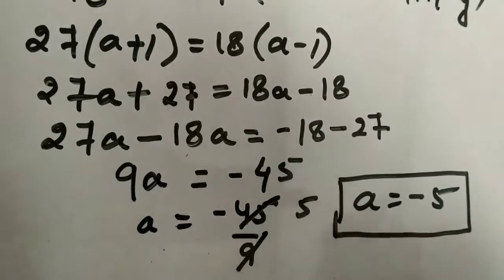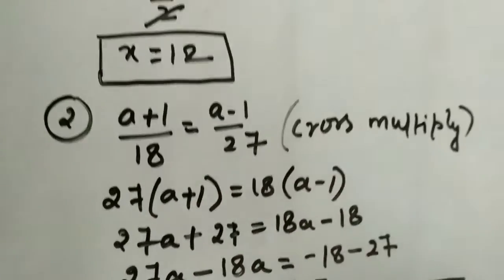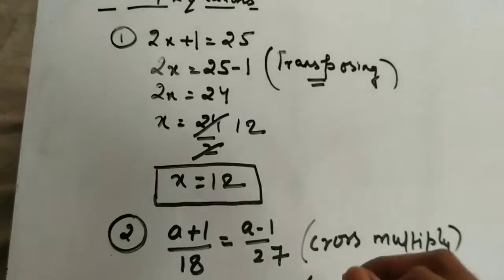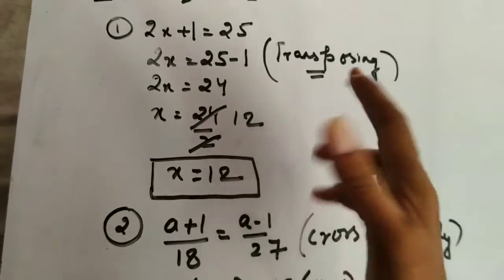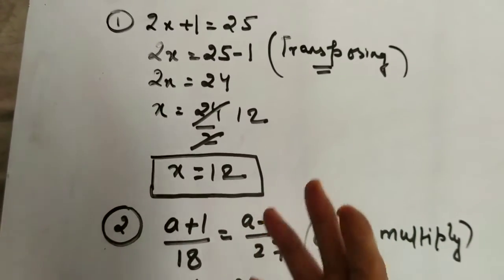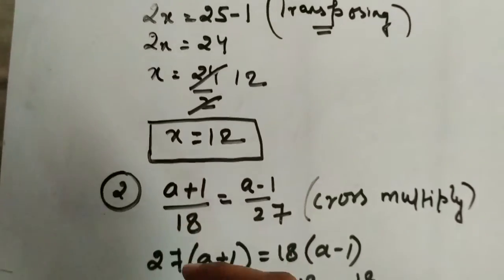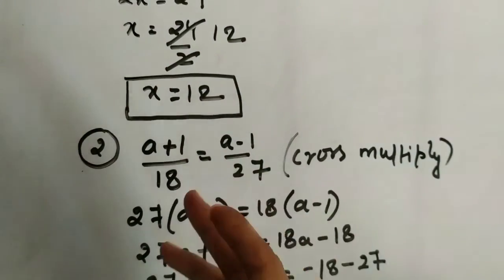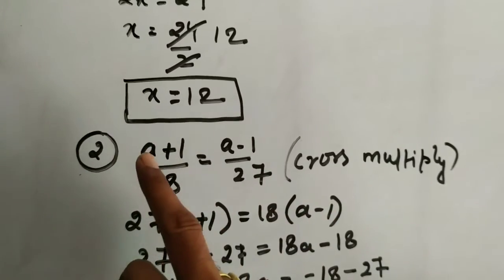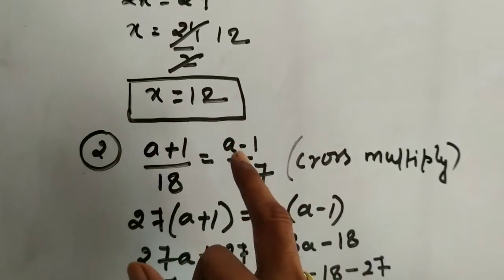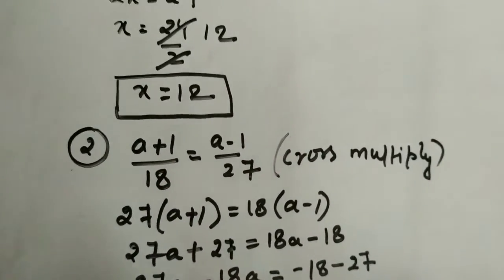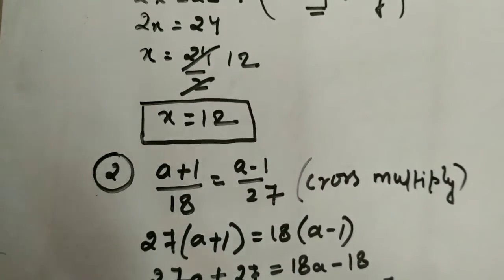In this video we have just seen two examples. First is related to the transposing of terms, how we can transpose terms on either side of the equation, and the second one is of cross multiplying, how we can cross multiply two expressions. This is a separate expression and this is a separate expression, so you will just cross multiply and simply get the answer in both the cases. So in this way you can proceed to other sums also.